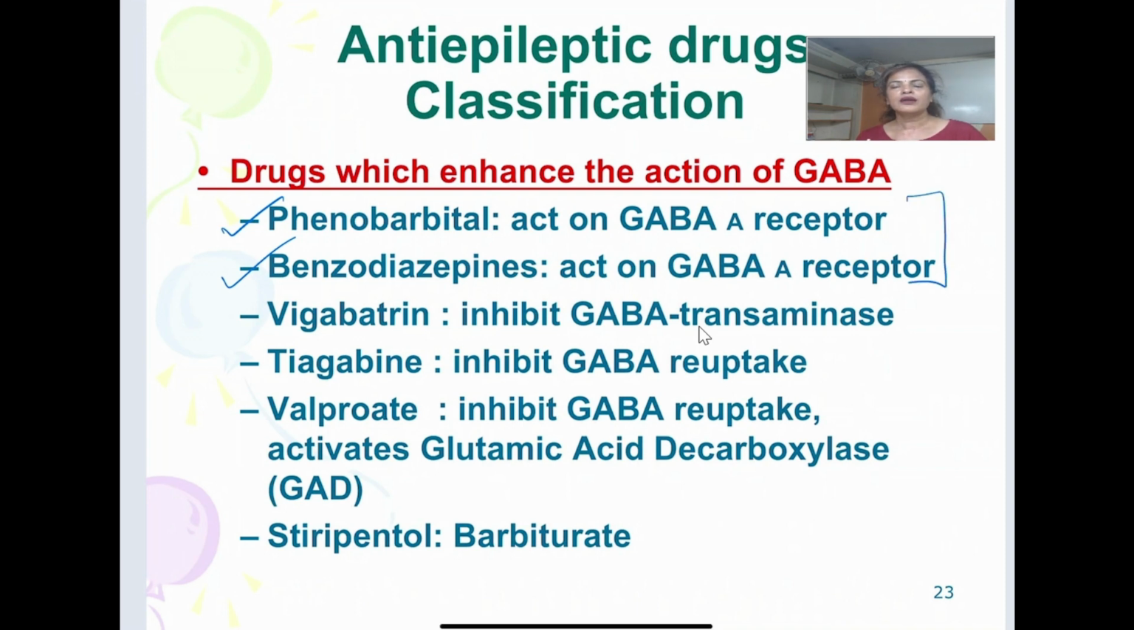So they have a GABA mimetic and GABA facilitatory action. Then we have vigabatrin, tiagabine, sodium valproate. This I have already explained there. Then a newer drug, which is a barbiturate derivative, that is tidipantol. These are the drugs which are going to enhance the action of GABA. I'll take them one by one.